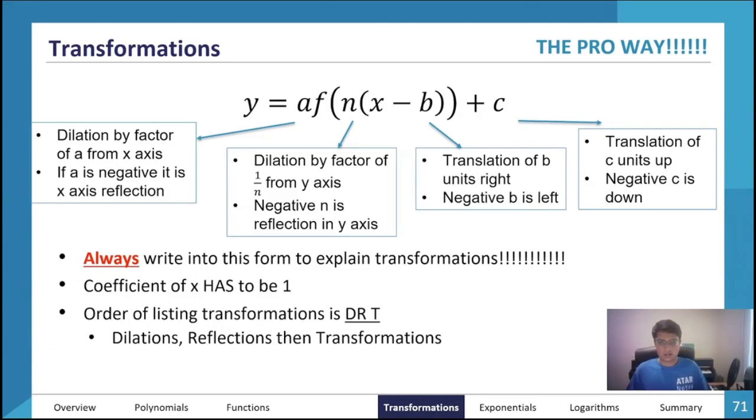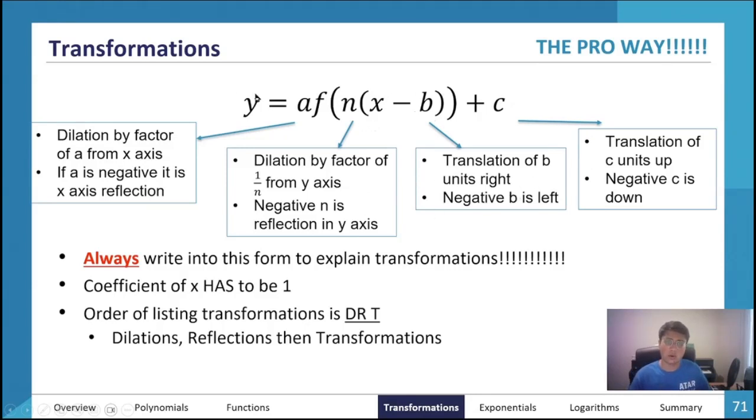You can see there's a lot of stuff going on. What we've done is we've taken the expression y equals f of x, and we've introduced all these different variables, and each of these variables does a different thing. It dilates, for instance, a here, it dilates by a factor of a from the x-axis. If a is negative, we're getting a reflection in the x-axis. n here, it dilates by a factor of 1 over n from the y-axis, and when it's negative, it's a reflection in the y-axis, so on and so forth with these other factors b and c.